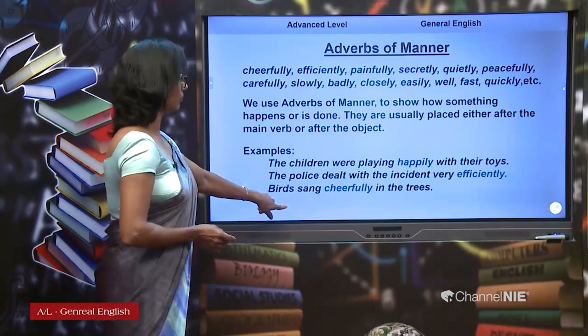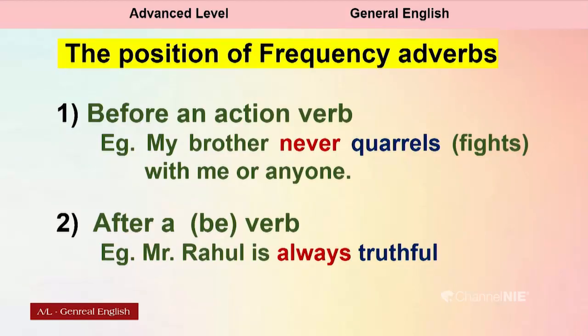So, the position of frequency adverbs. Before an action verb, that is the first one, right? So, my brother never quarrels or fights with me or anyone. That's a good quality of my brother, right? So, my brother never quarrels. Quarrels is the verb, and before an action verb, never.